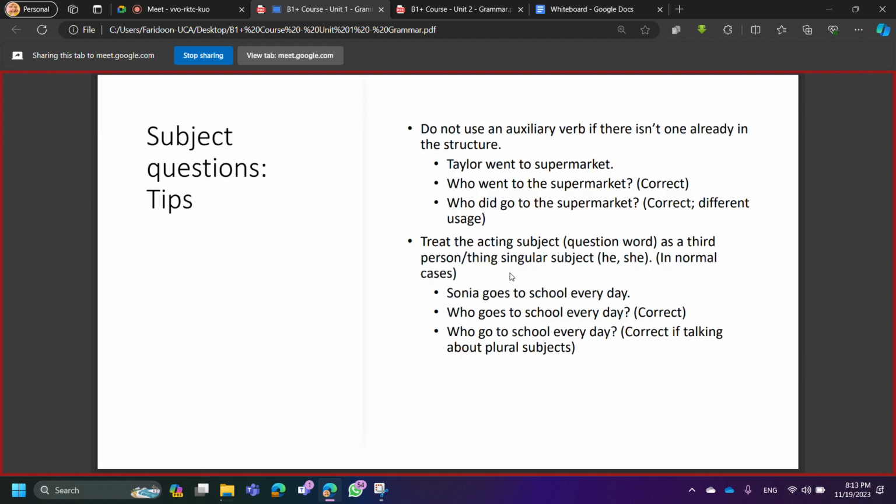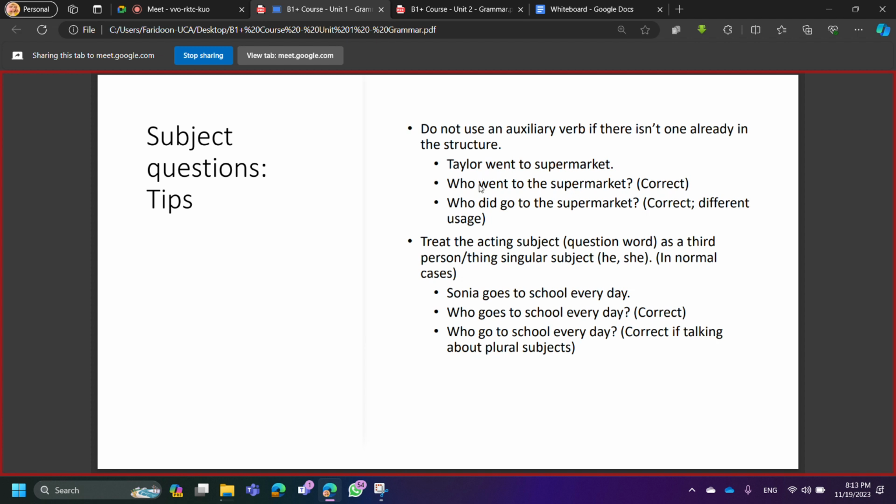Okay, continuing. So, a tip about subject questions. Do not use an auxiliary verb if there isn't one already in the structure. For instance, if you have a sentence like Taylor went to the supermarket, actually, I think I forgot the, so put the there. Taylor went to the supermarket. If you change it to a subject question, you just need to remove Taylor and your sentence is correct. Who went to the supermarket?